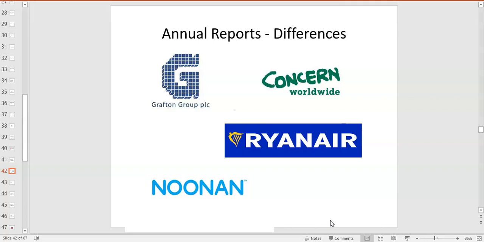Have a look at the way they lay out theirs, and then have a look at Concern, a not-for-profit, the way they lay out their annual report and set of financial statements. It's still an annual report, same principles, but again, they're focusing on different aspects. And look at the different language used around capital, around profit, around wealth. It's a different language because I suppose there's a different overarching agenda and different overarching strategic objectives as well.